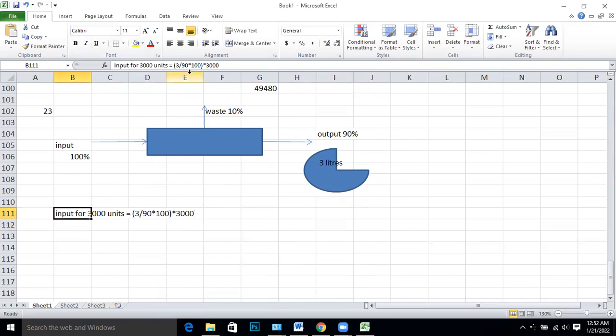So the total input has to be 10,000 liters. 10,000 liters will be given as input. Double check: if we give 10,000 liters, 10% of that, 1000 liters, will be lost. 9,000 liters comes here. Each bottle takes 3 liters. So 9,000 liters, 3 liters each, that's 3,000 bottles. Perfect.